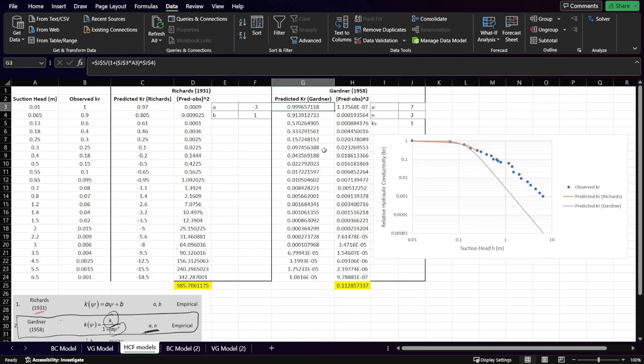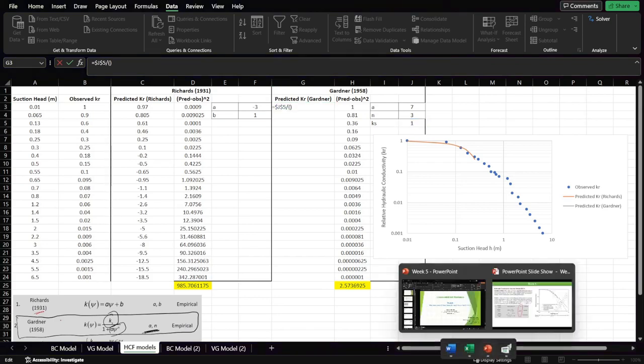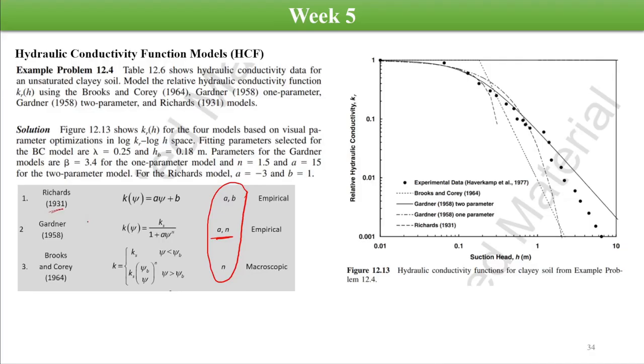How have I obtained this? Come here, and let's do it again for the Gardner values. To formulate the prediction model using the Gardner empirical equation, K predicted will be equal to K saturation, let's say K saturation is 1, divided by 1 plus (a psi) to the power n, and we need to log this value.